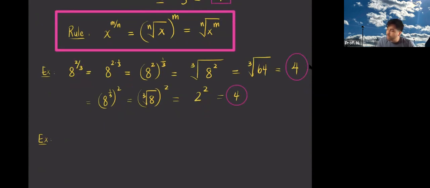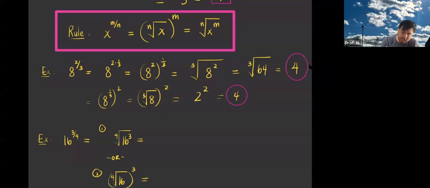So let me give you an example. 16 to the 3/4. How can I rewrite this? I can write it in two different ways, right? I can write it as the fourth root of 16 cubed, or the second way is I can write it as the fourth root of 16 first, then to the third power.